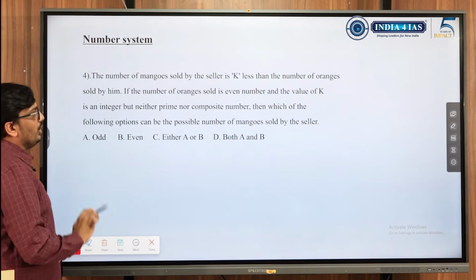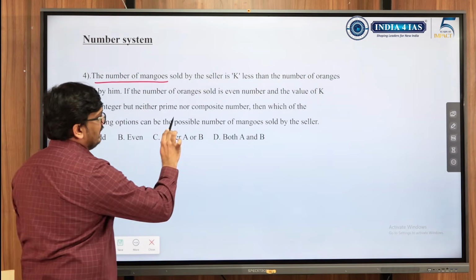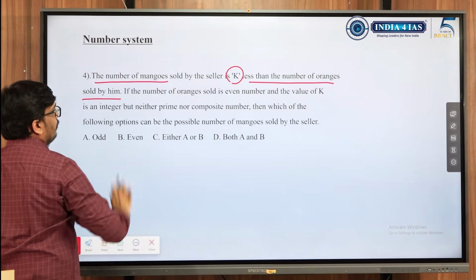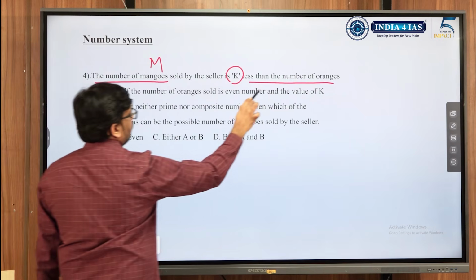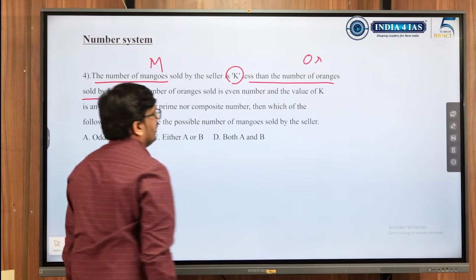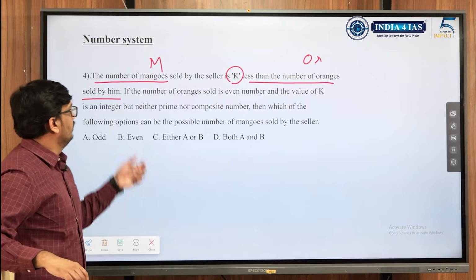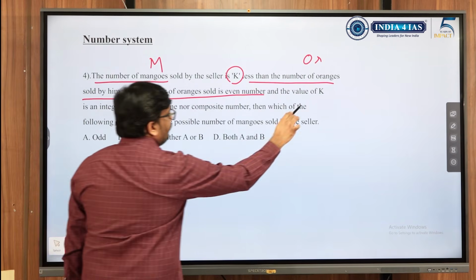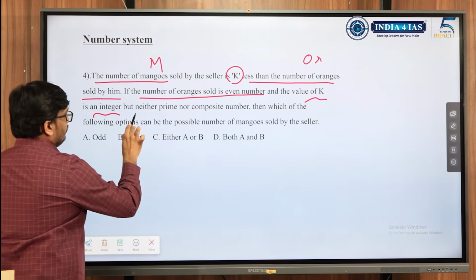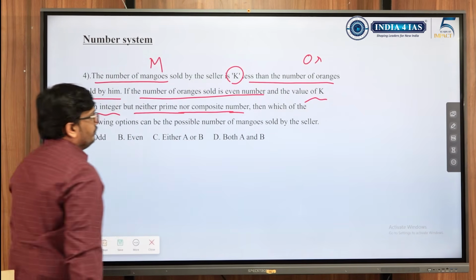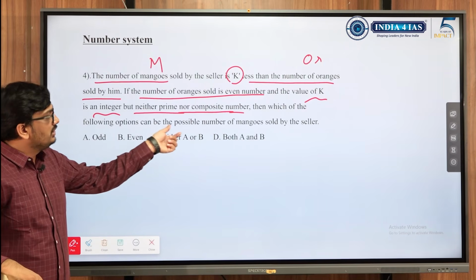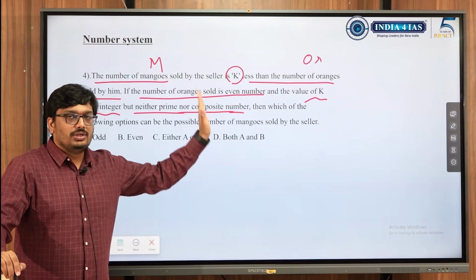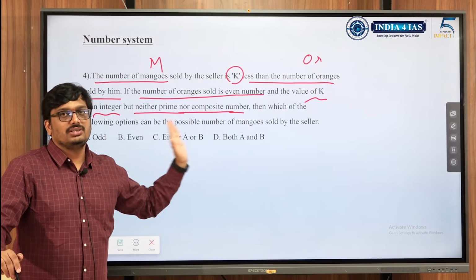The number of mangoes sold by the seller is K less than the number of oranges sold by him. Mangoes means M, oranges means take it as OR. If you take O, it will look like 0, so take OR. If the number of oranges sold is an even number and the value of K is an integer but neither prime nor composite, then which of the following options can be the possible number of mangoes sold by the seller? Listen carefully. Before solving this question, you should know what a prime number is and what a composite number is.